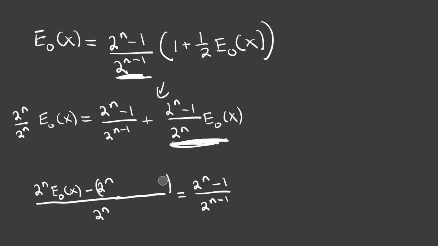When I do that, I'm going to get 2 to the power of n times e sub 0 of x, and then a minus e sub 0 of x as well. Distribute this negative inside of here. I get negative 2 to the power of n times e sub 0 of x plus e sub 0 of x. You can see we get the nice cancellation here. Then I can multiply each side by 2 to the power of n to isolate e sub 0 of x.